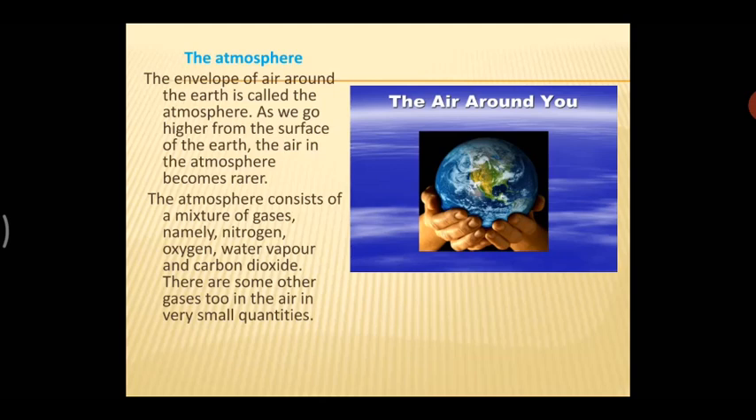The atmosphere consists of a mixture of gases, namely nitrogen, oxygen, water vapor, and carbon dioxide. As we move higher and higher towards big mountains or travel out in the air by aeroplane, the air becomes thinner and thinner. That means the air becomes rarer. Rarer means less. There are some other gases too in the air, but they are in very small quantities. Okay, we'll move to the next slide.